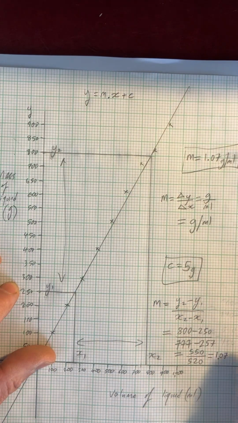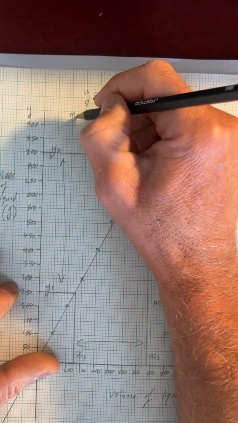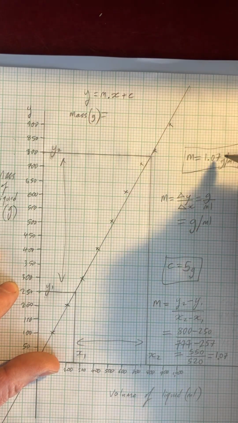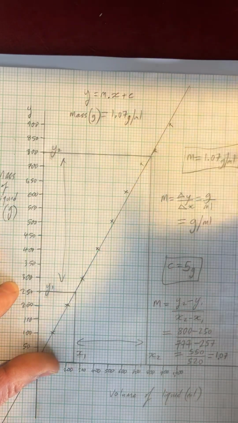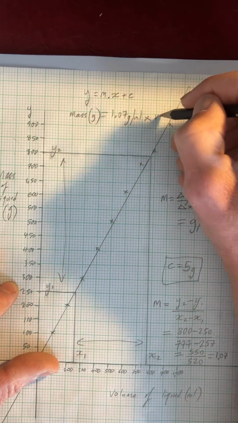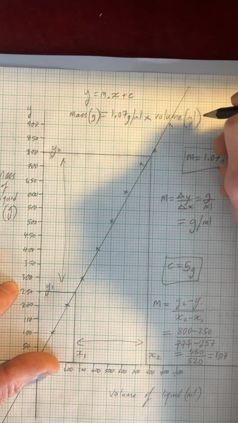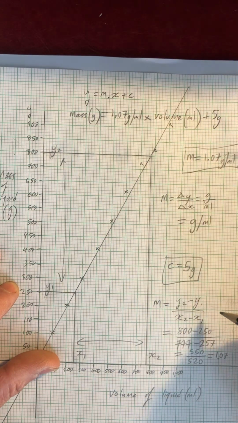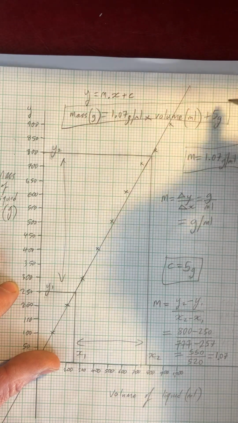Now, let's put the final equation together. Y equals mx plus c. What is y? Y is the mass of the liquid in grams, equals the slope, which is 1.07 grams per milliliter, multiplied by the x value, which is the volume in milliliters, plus my c value, which was 5 grams. All right, now I've got my equation for the line. I'm going to put a box around that.